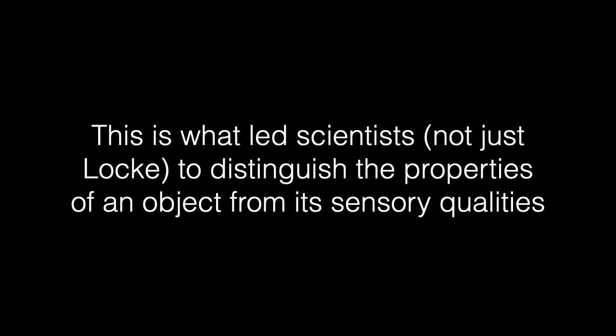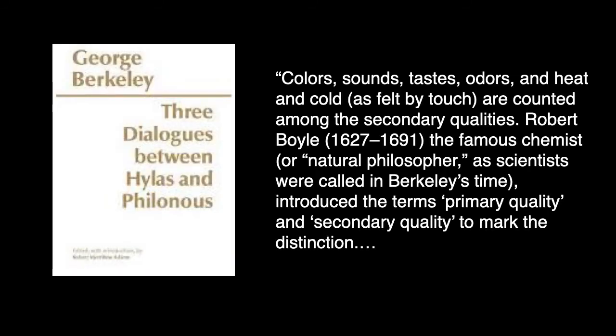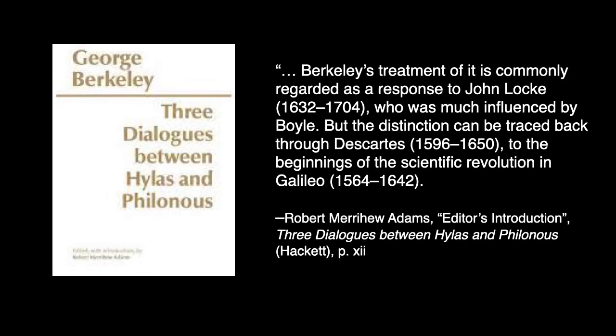What the scientific revolution showed was that the universe is very different at both the microscopic and macroscopic levels. This is what led scientists, not just Locke, to distinguish the properties of an object from its sensory qualities. Here's atoms again. Colors, sounds, tastes, odors, and heat and cold, as felt by touch, are counted among the secondary qualities. Robert Boyle, the famous chemist, or natural philosopher as scientists were called in Berkeley's time, introduced the terms primary quality and secondary quality to mark the distinction.